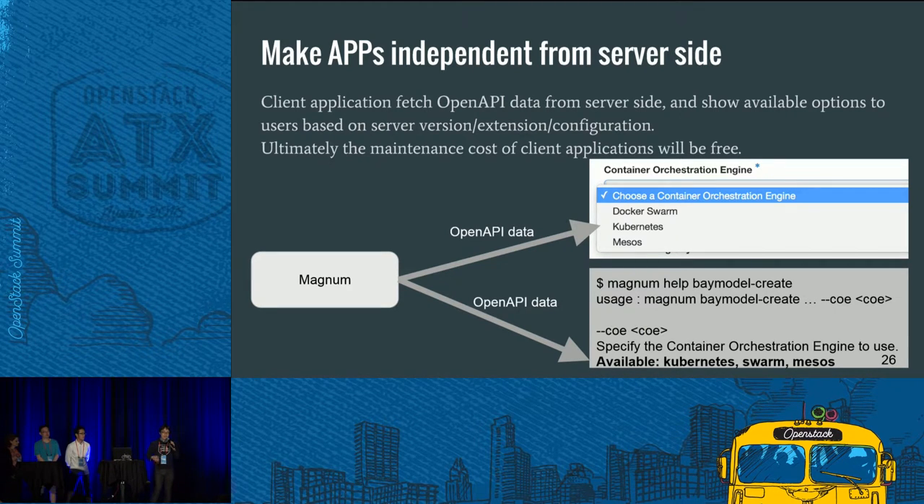A client application fetches OpenAPI data from the server side and shows available options to users based on server version, extension, and configuration. Ultimately, the maintenance cost of client applications will be free. So these are the reasons why we need OpenAPI. Next, Alex, please talk about implementing OpenAPI for Nova.